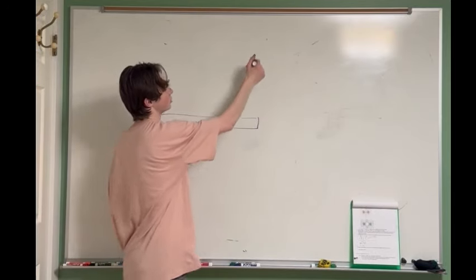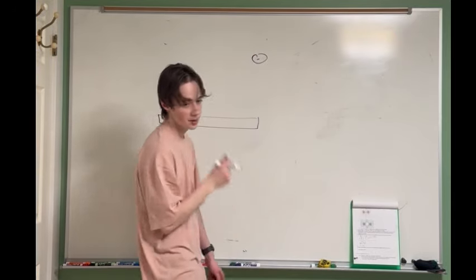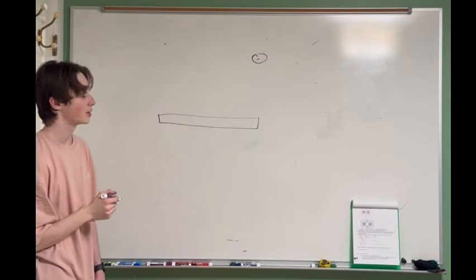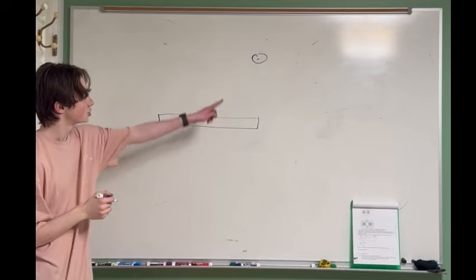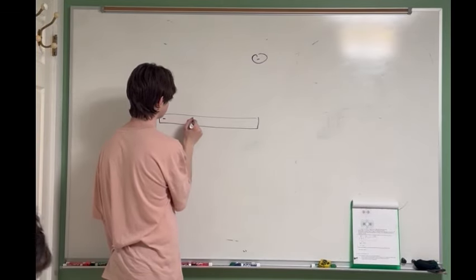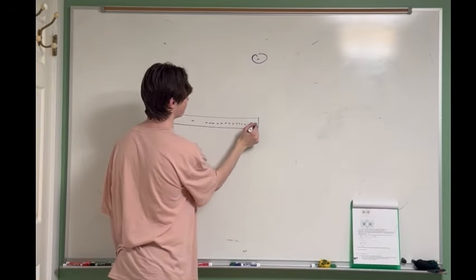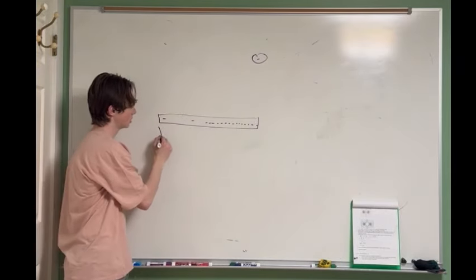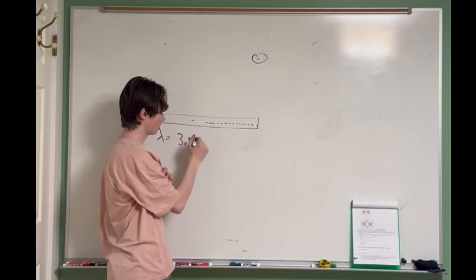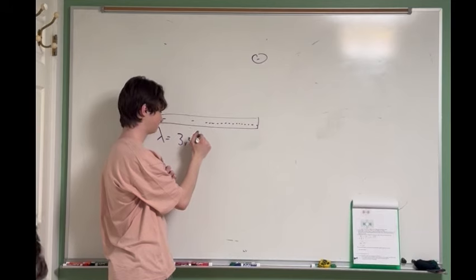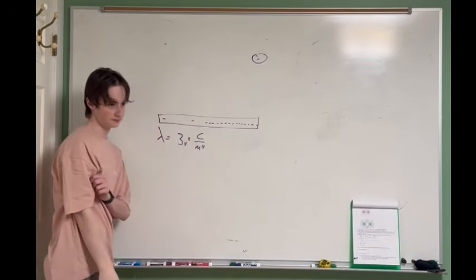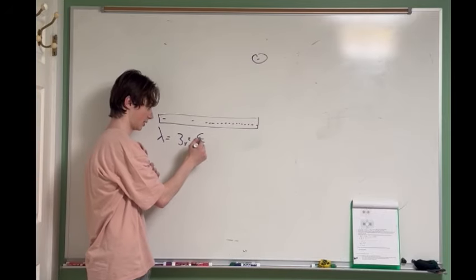And we have a little charge. We're going to try to solve for an expression of the force vector that the charge experiences. So let's say this rod has some charge distribution. Lambda equals 3x squared. This I guess would be in coulombs per meter to the power of 4. Sorry, to the power of 3.